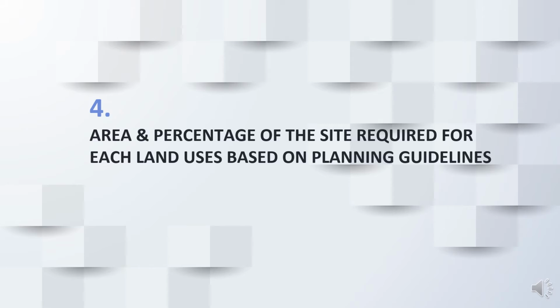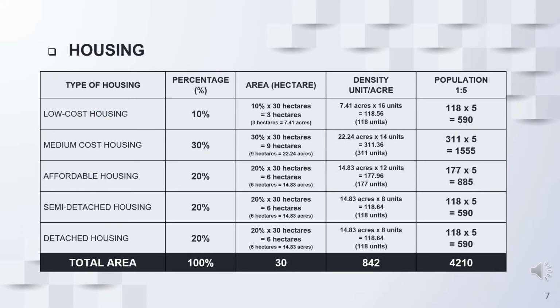Area and percentage of the site required for each land use based on planning guidelines. Housing calculations. Low-cost housing took 10% out of 30 hectares, with 118 units and a population of 590 people. Medium-cost housing took 30% out of 30 hectares, with 311 units, with a population of 1,555.